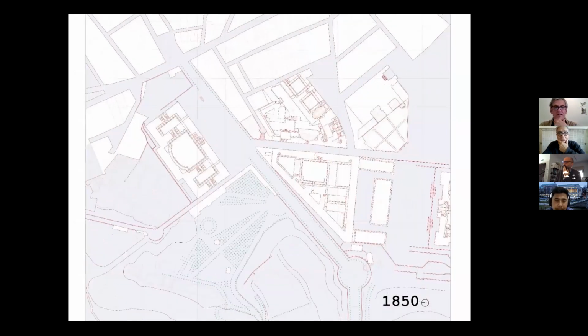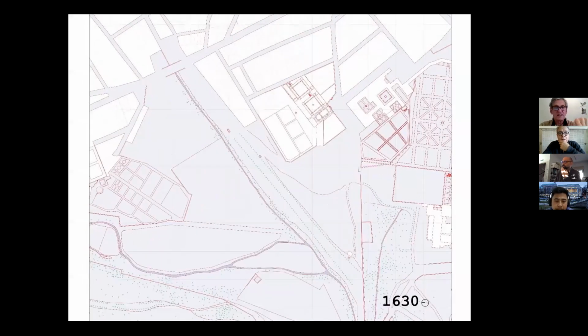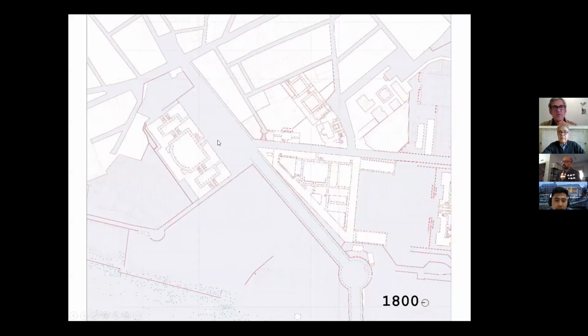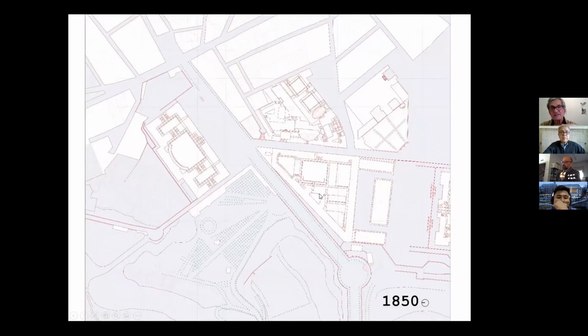You can see here the void. This is the void of the square, the future creek, square. The creek going to the river. This is the Royal Palace. Okay. And this is the barracks, the barracks built at the end of the 18th century. Another barrack for horses was built in this triangle.